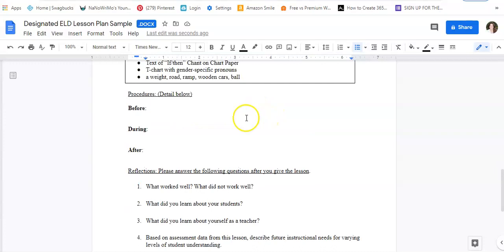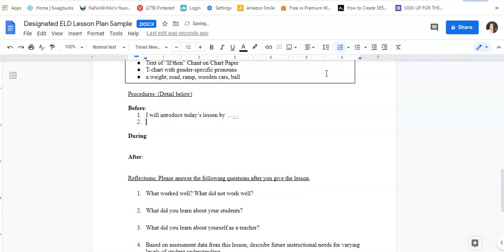So those are the preliminary steps to creating a designated ELD lesson plan. After you've created all those preliminary steps, you're going to come in here and in detail, and preferably like in a bulleted or numbered list, you're going to explain in detail what you're going to do. I will introduce today's lesson by blah, blah, blah, blah. And, try not to do it in paragraph form. Do it in a list series. It just makes it easier to follow.